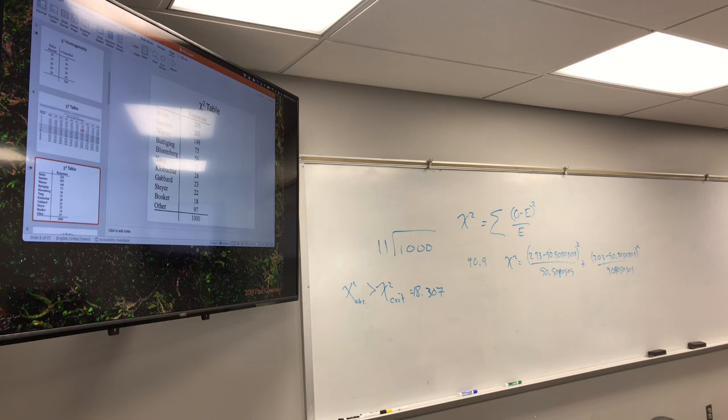So that's the other thing. Having an intuitive feel for what the test is actually trying to do is useful because it helps you in terms of interpreting what the answer is at the end.